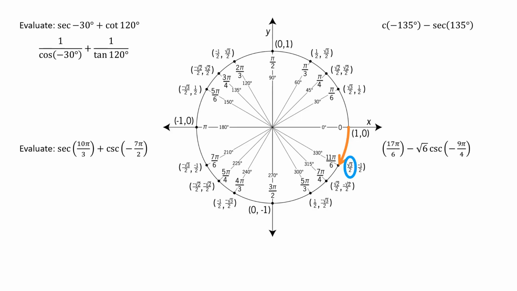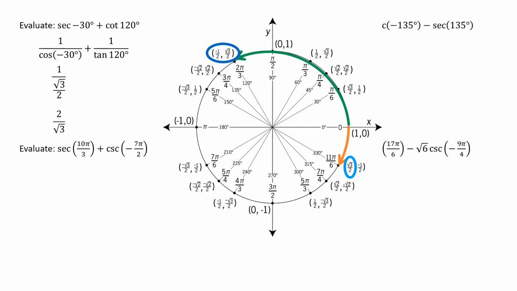And we can see that the x-coordinate there is square root of 3/2. So that is going to be the cosine of that angle. So we have 1/square root of 3/2, which is just 2 over the square root of 3. Then we have 120. So we go counterclockwise to 120, which puts us there. And tangent is y over x on our unit circle.